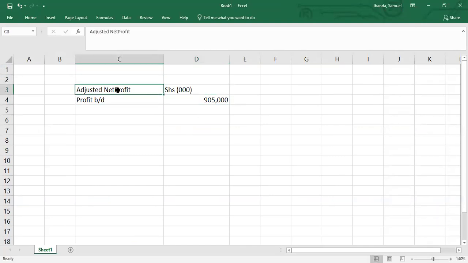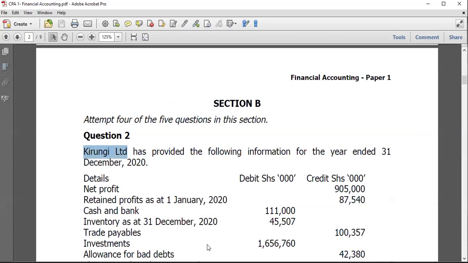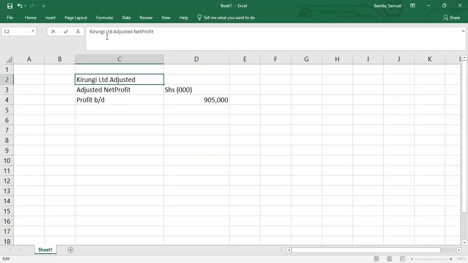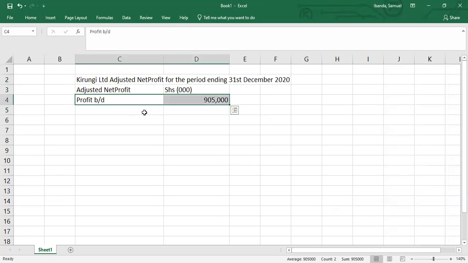Maybe just to put a heading here, you need to make sure that you're naming this as per the company. So let me name it Kilunji Limited adjusted net profit for the period ending 31st December 2020, like that. So this is the balance brought down right there.